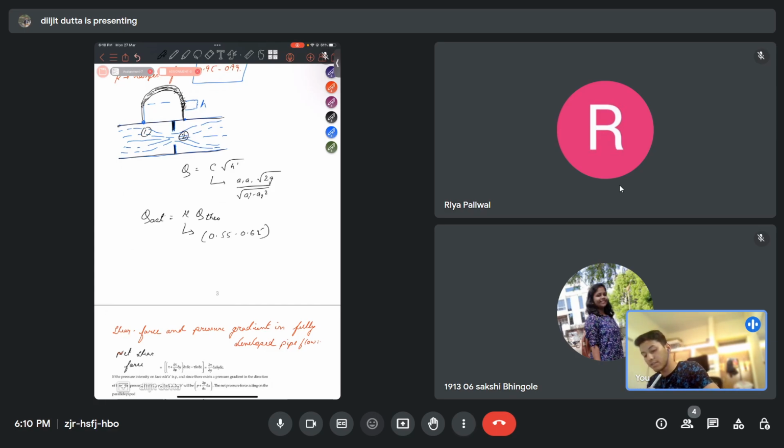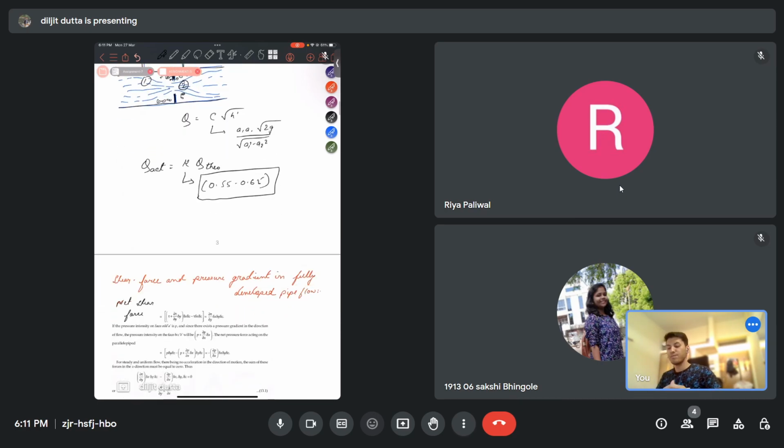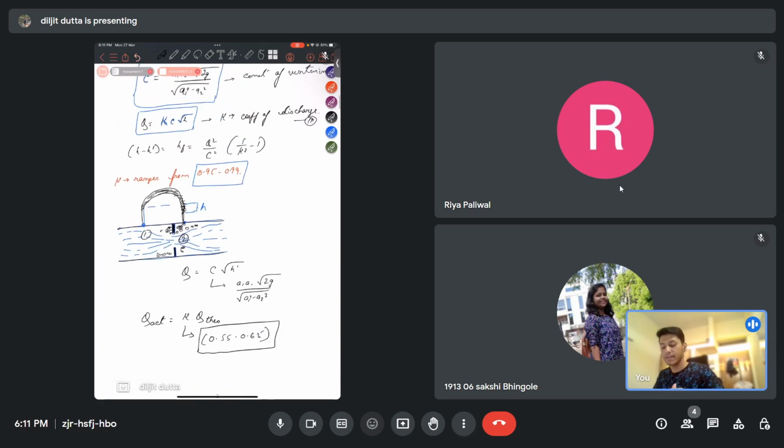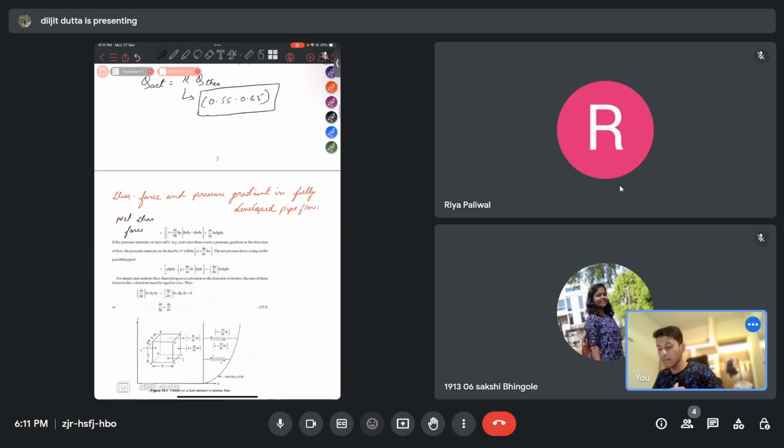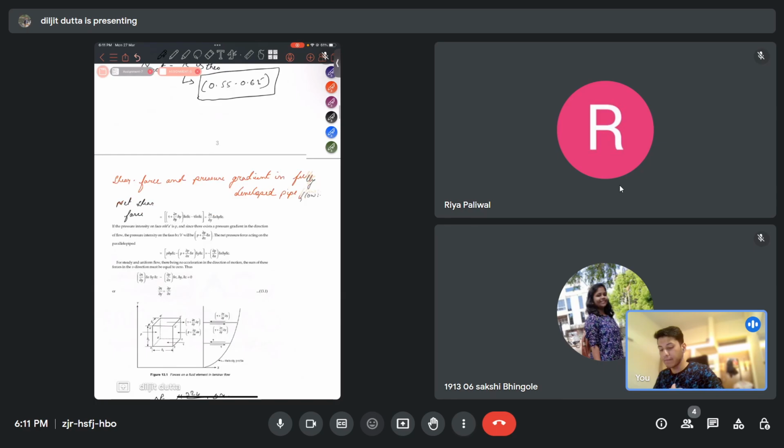Since you are suddenly constricting the width of the pipe, there will be a lot of eddies formation in this region, and also in this region. So this will create more losses in the orifice meter, and this will lead to a lower value of the coefficient of discharge. Okay, so these are the two instruments that are used to measure flow in pipes.